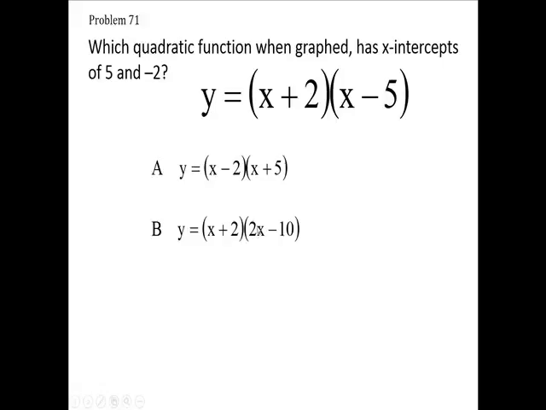Is this equivalent to this one? Not really equivalent, but based upon the information up here, could this be the quadratic function with those two intercepts, x-intercepts of 5 and -2? Would this work? So let's examine that a little closer here.